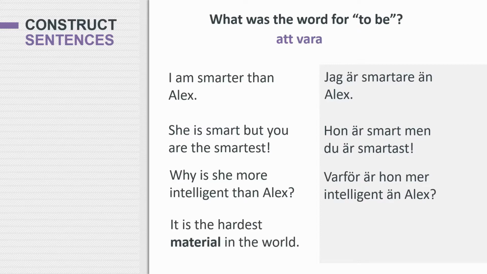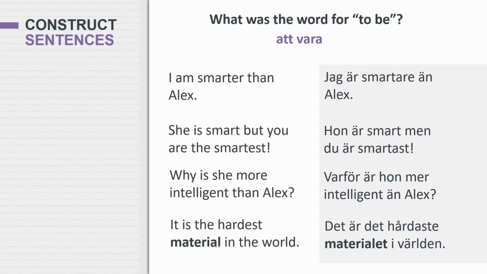So material is material, spelled the same way. So how do you say it is the hardest material in the world? Det är det hårdaste materialet i världen. And you may have said, if you remember that in is i, and of course the world is världen. But what you may ask yourself is, why is it det hårdaste? We didn't say det är hårdaste materialet. So here we have put the det as the. Det är det hårdaste materialet. So materialet is the material. However, for this sentence, you need det. Det är det hårdaste materialet i världen. And we can talk more about that later on.